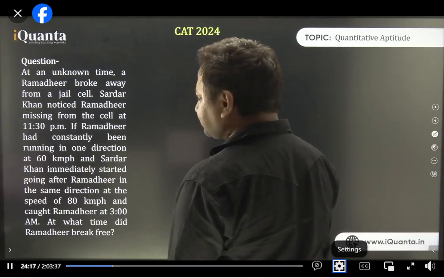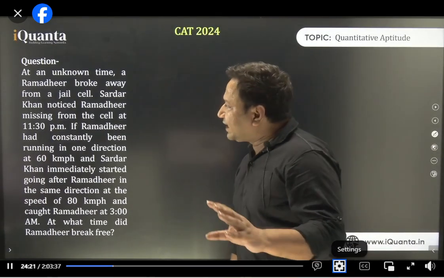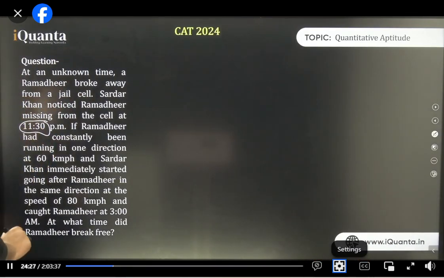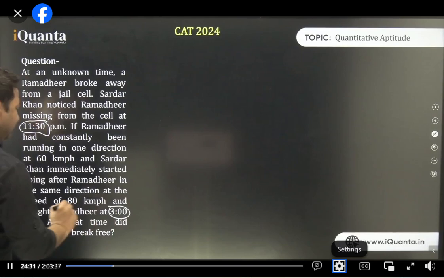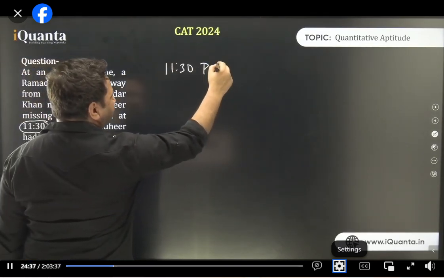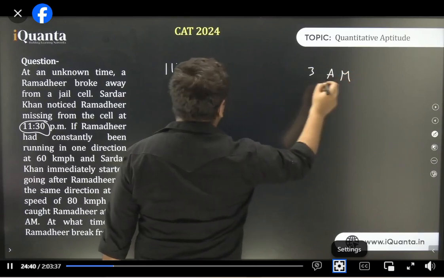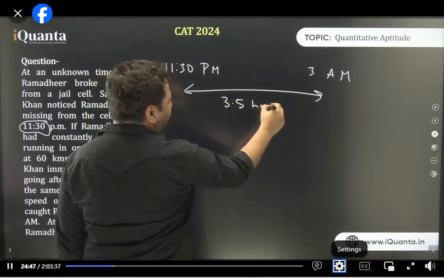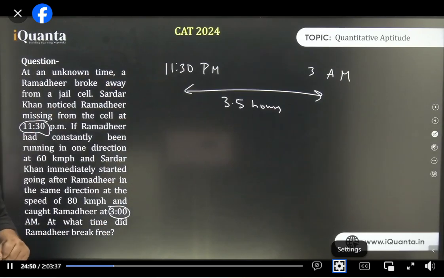See, when did Sardar Khan start running behind Ramadhir? At 11:30, right? Sardar Khan started running at 11:30 and he caught Ramadhir at 3 a.m. That means for how many hours has he run? 11:30 p.m. to 3 a.m. How many hours have passed? 3.5 hours, isn't it? Right? 3.5 hours.